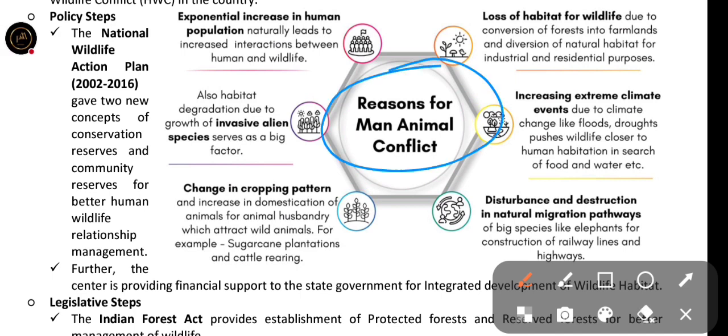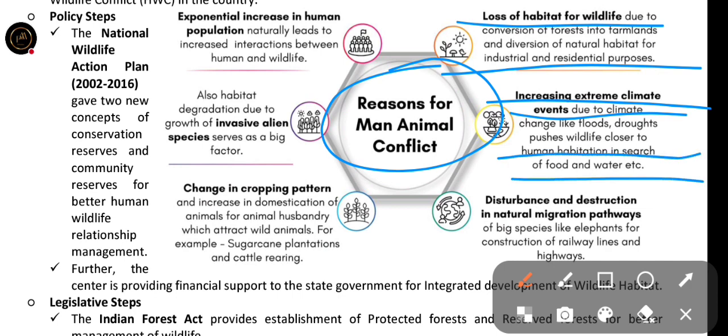And reasons for man-animal conflict: loss of habitat for wildlife due to conversion of forests into farmlands, and diversion of natural habitat for industrial and residential purposes. Increasing extreme climate events due to climate change like floods and droughts push wildlife closer to human habitation in search of food and water. And disturbance and destruction in natural migration pathways of big species like elephants for construction of railway lines and highways.